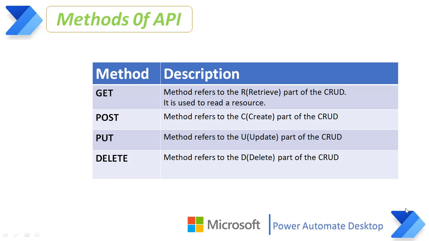Now, finally, we have delete. This method refers to delete, which is a part of the CRUD operations. It is used for deleting a resource. For example, if I want to delete a record from a particular database table, then in that case, I'm going to use the delete method. Along with that, as we observed, there are other methods like patch, trace, and connect, which are not that important right now.